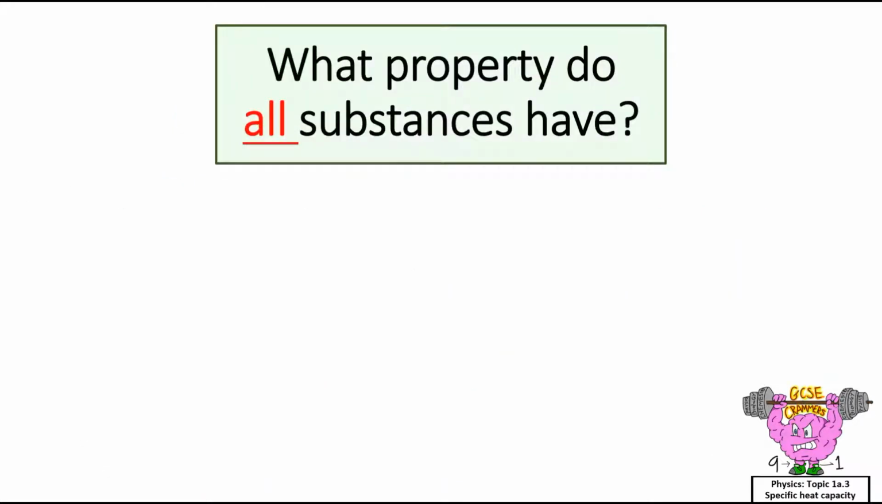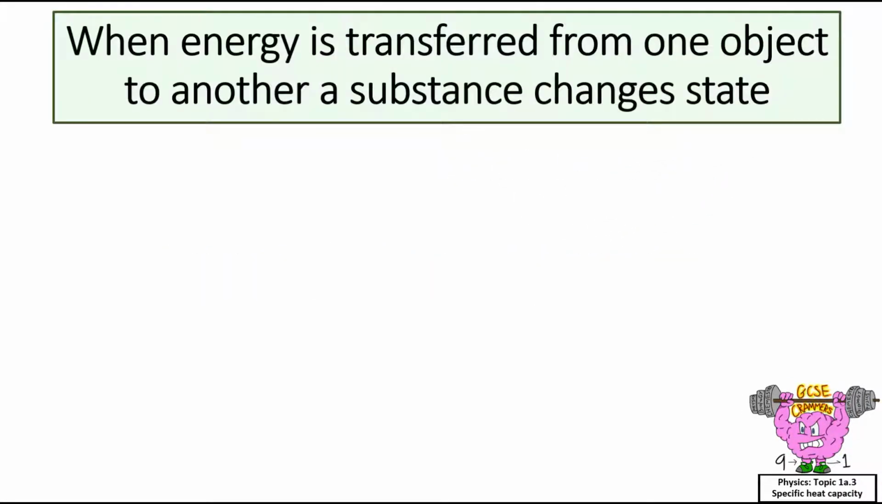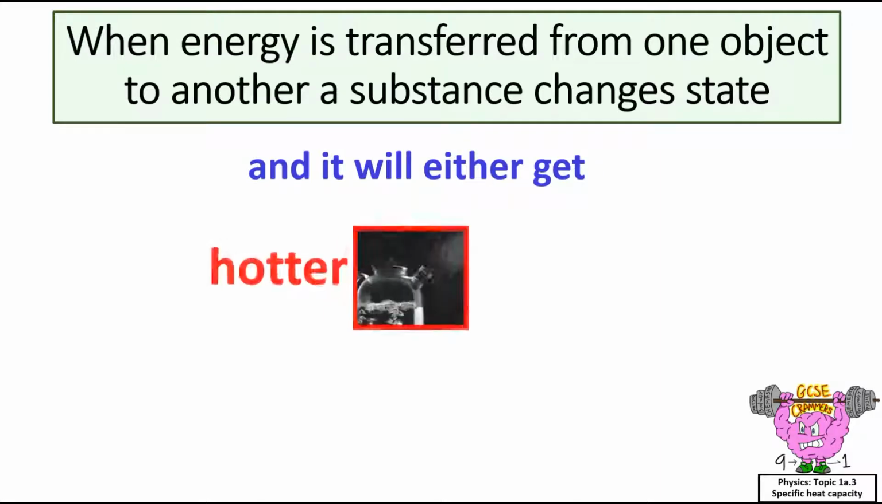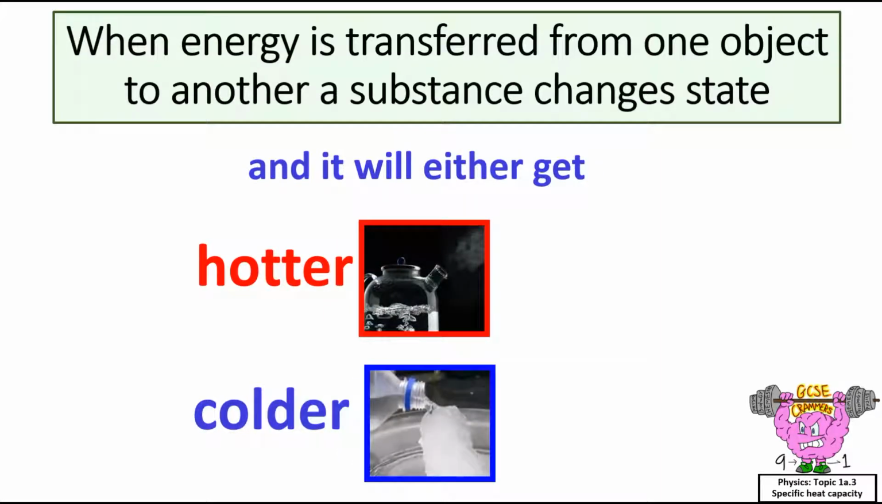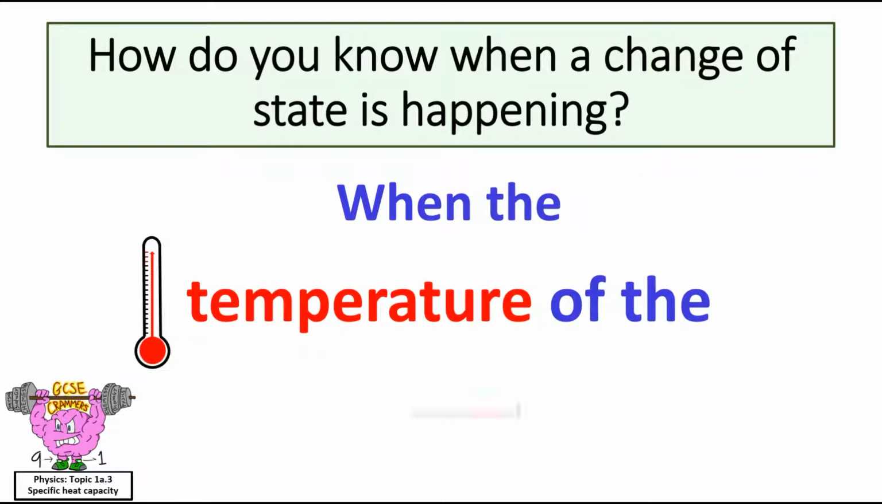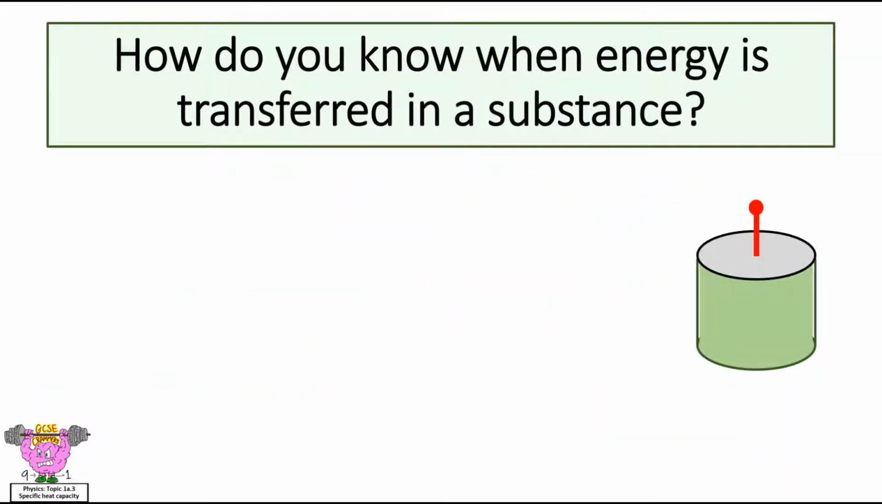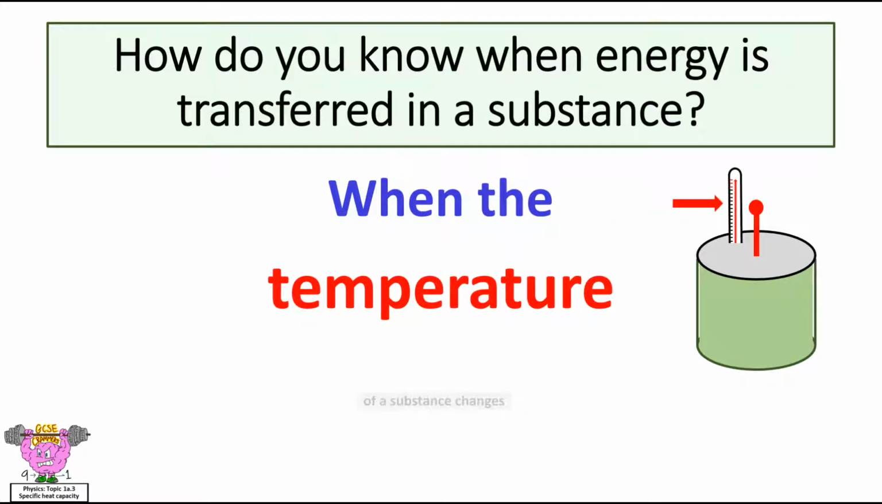What property do all substances have? Specific heat capacity. When energy is transferred from one object to another, a substance changes state, and it will either get hotter or colder. How do you know when a change of state is happening? When the temperature of the substance increases. How do you know when energy is transferred in a substance? When the temperature of a substance changes.